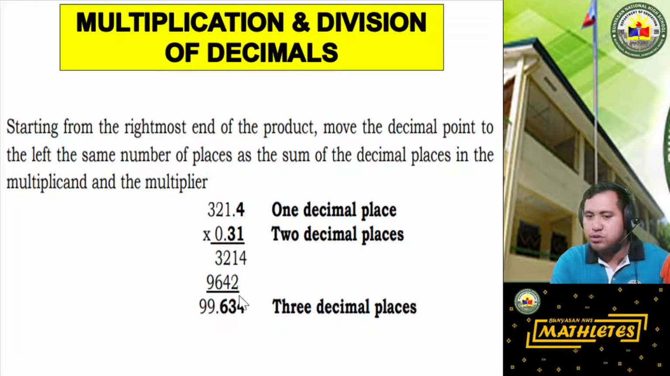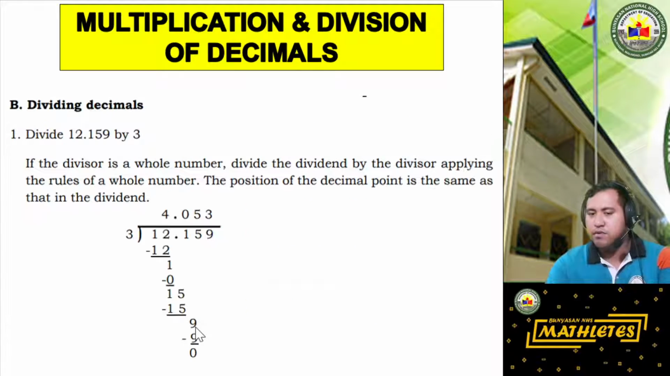You have to add the decimal places, 3 decimal places. So you have to move the decimal point to the left the same number of places. So 3 places: 1, 2, 3. So our decimal point is between 9 and 6. So the result is 99.634.